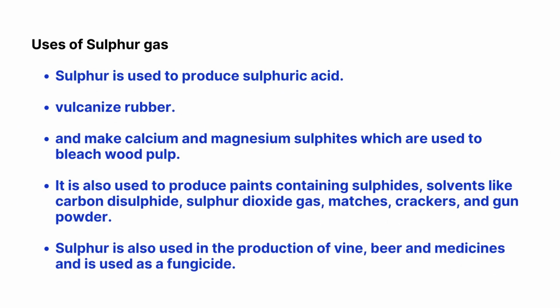Uses of sulfur: sulfur is used to produce sulfuric acid, vulcanize rubber, and make calcium and magnesium sulfides, which are used to bleach wood pulp. It is also used to produce paints containing sulfides, solvents like carbon disulfide, sulfur dioxide gas, matches, crackers, and gunpowder. Sulfur is also used in the production of wine, beer, and medicines, and is used as a fungicide.